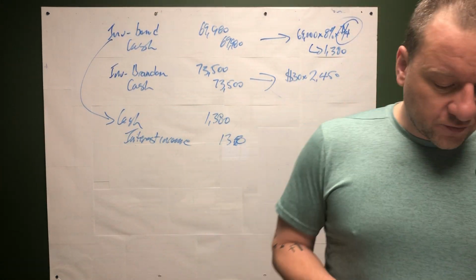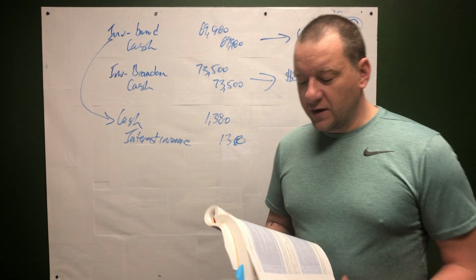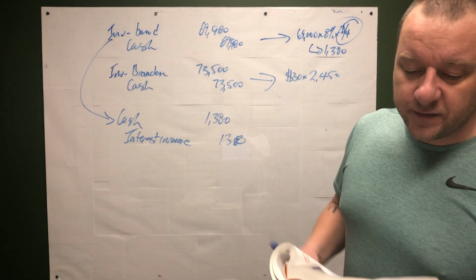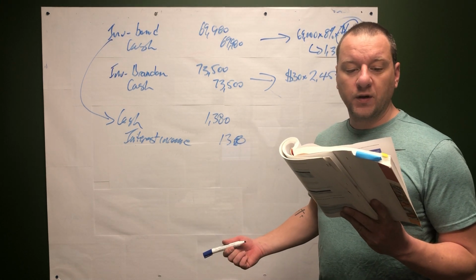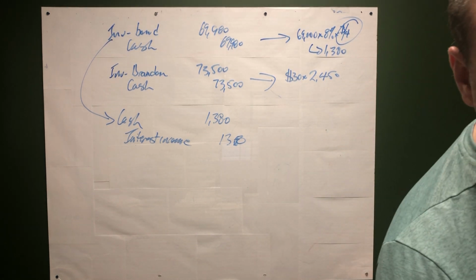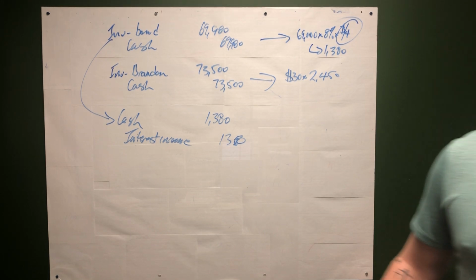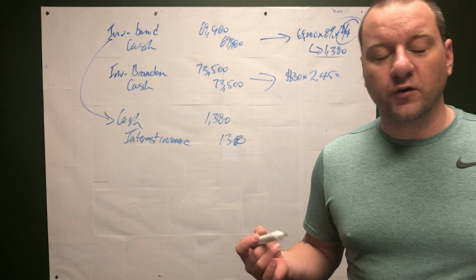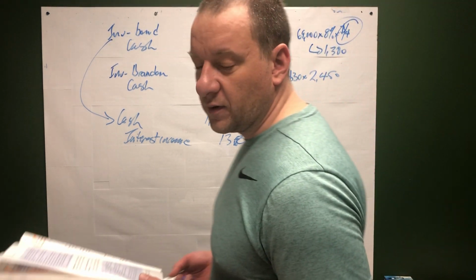Okay. August 1st, they declare a dividend. So you're going to have debit dividend receivable, credit dividend income. Okay. Then on August 15th, when you get paid, it'll be debit cash, credit dividend receivable. Okay.